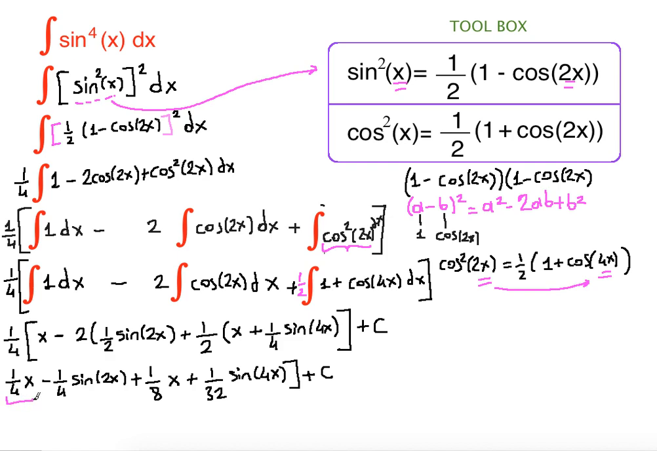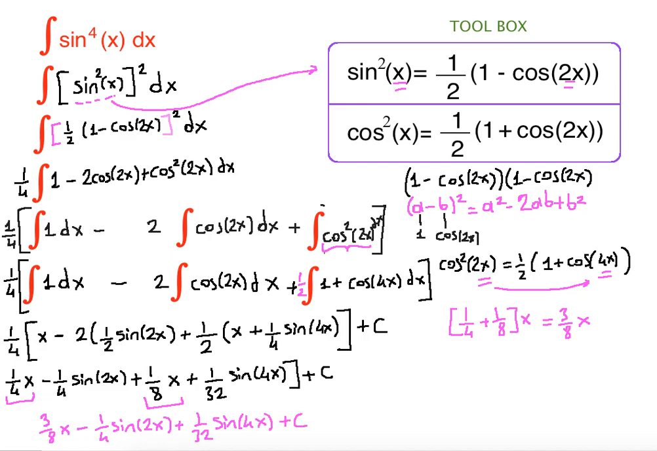Now we're going to combine the like terms. We have 1/4 x here and 1/8 x here. We're going to combine x terms. So 1/4 plus 1/8 x equals 3/8 x. So 3/8 x and minus 1/4 sine of 2x plus 1/32 sine of 4x plus c. This is the final answer. You can leave it here, or you can condense more by combining the denominators.